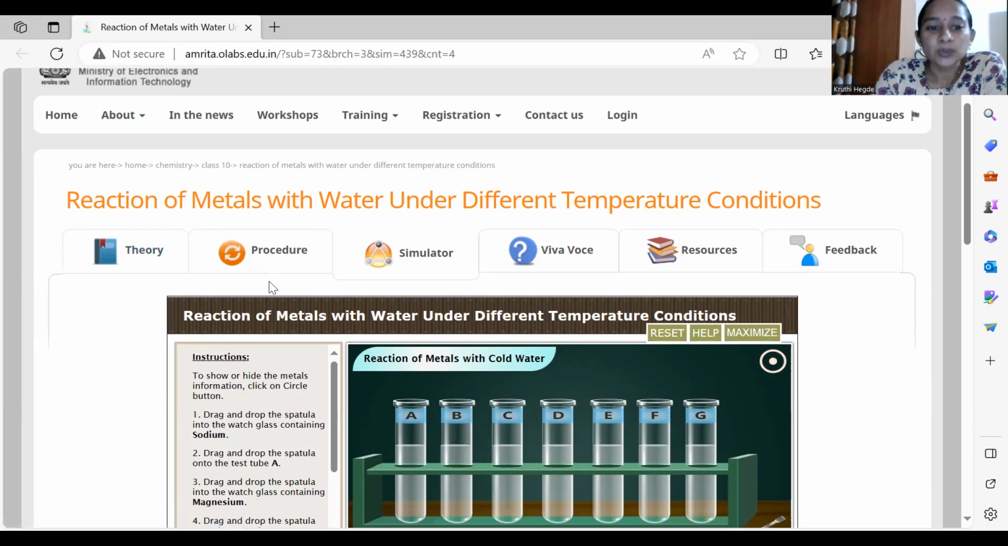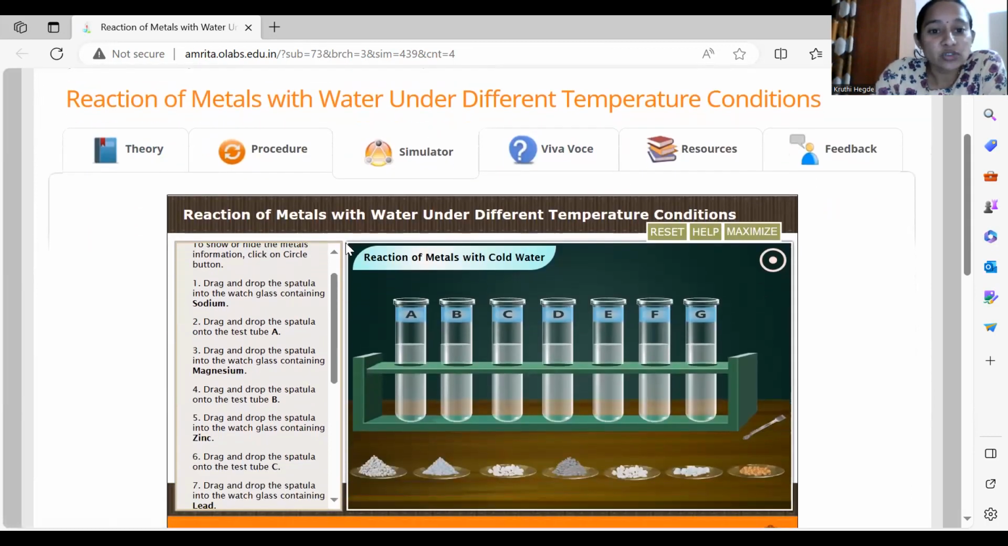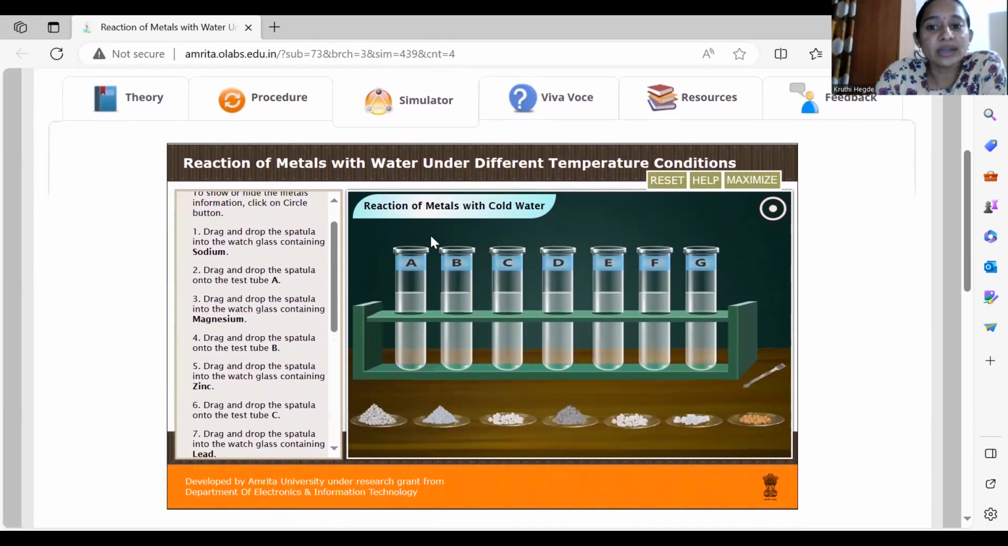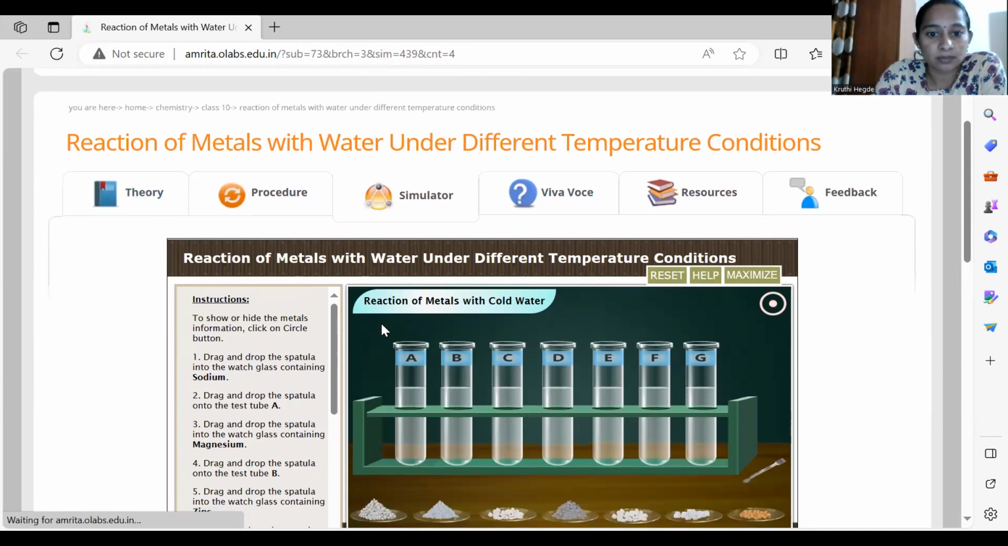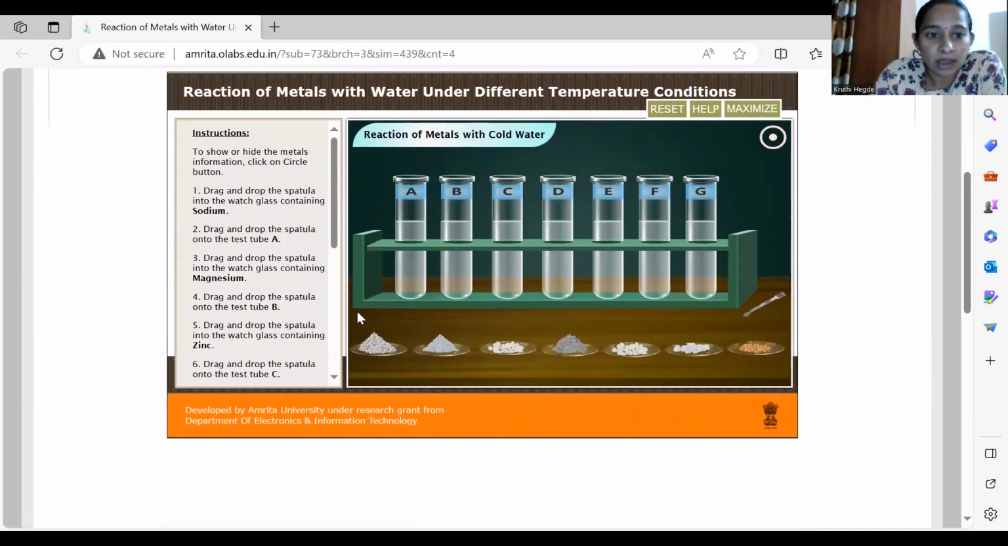So here we have the reaction of metals with water under different temperature conditions. Let us go for the simulation. Here various instructions are given. Let us read the instructions first. To show or hide the metals information, click on the circle button. Drag and drop the spatula into the watch glass containing sodium. Drag and drop the spatula onto test tube A.